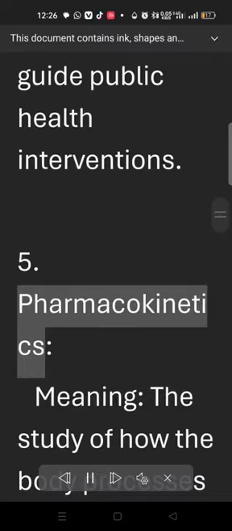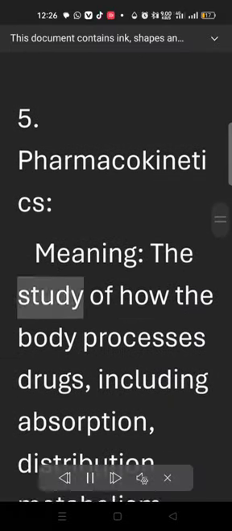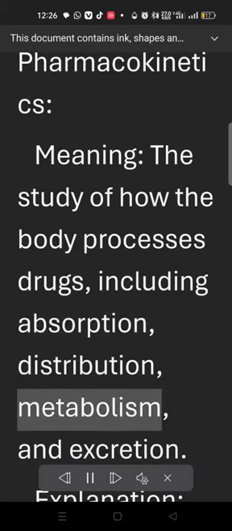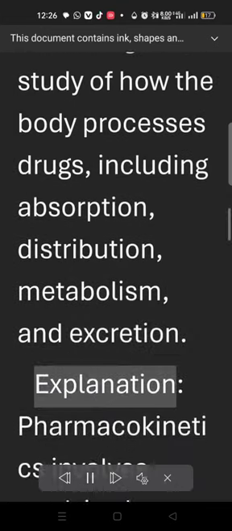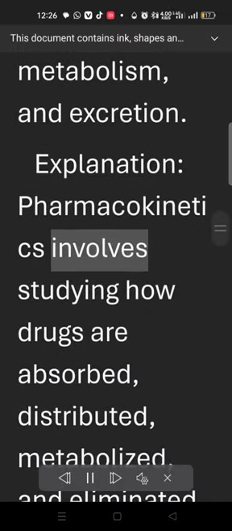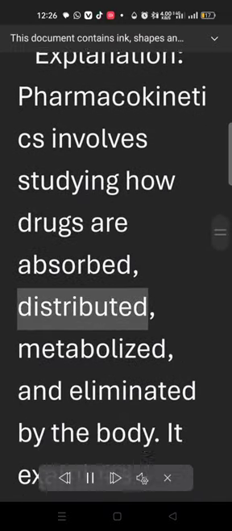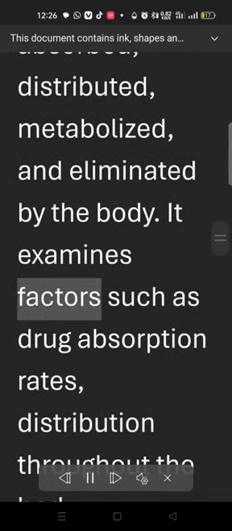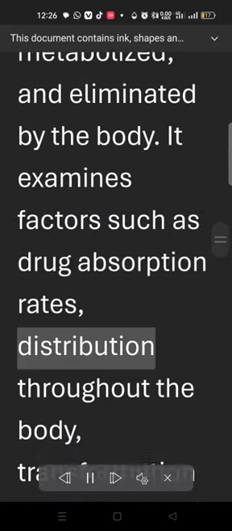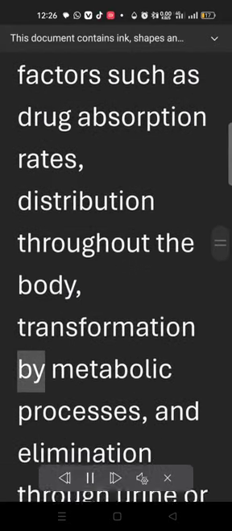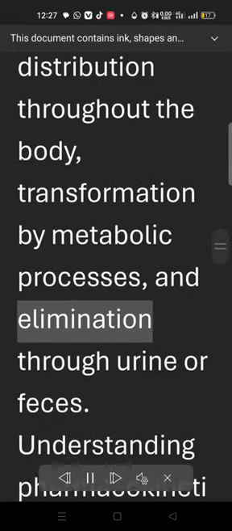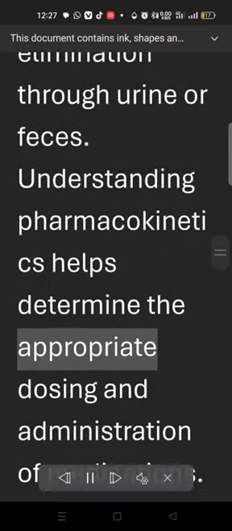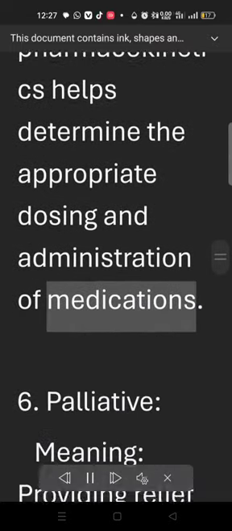5. Pharmacokinetics. Meaning: the study of how the body processes drugs, including absorption, distribution, metabolism, and excretion. Explanation: pharmacokinetics involves studying how drugs are absorbed, distributed, metabolized, and eliminated by the body. It examines factors such as drug absorption rates, distribution throughout the body, transformation by metabolic processes, and elimination through urine or feces. Understanding pharmacokinetics helps determine the appropriate dosing and administration of medications.